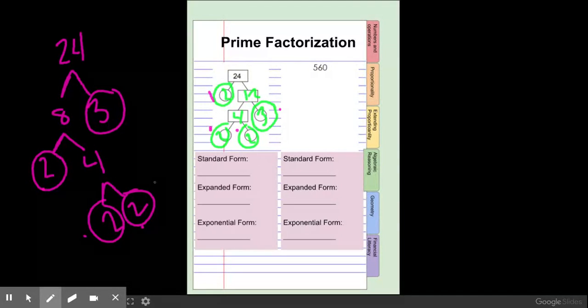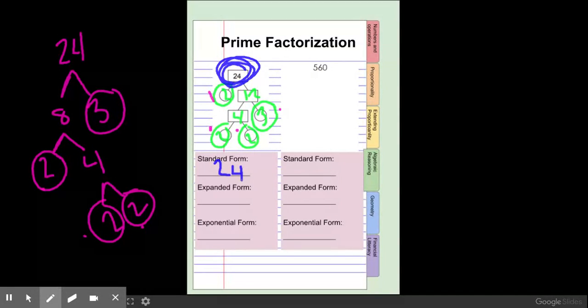So for this prime factorization, our standard form, when we talk about standard form, all we're talking about is the actual number. So what number did we start with? Well, we started with the number 24. So 24 is my standard form of this number. Okay, that's how I write this number in standard form.